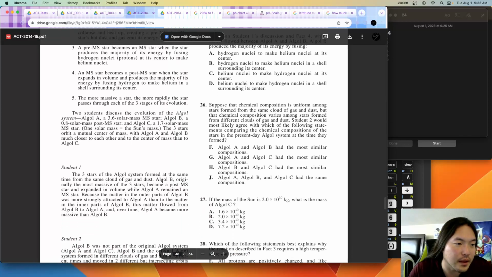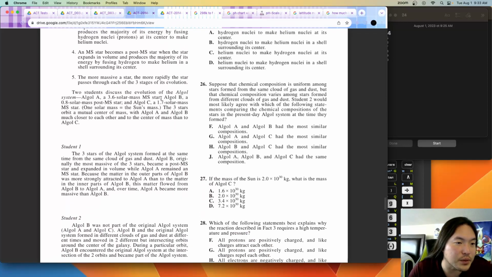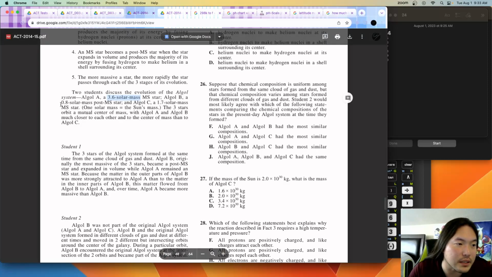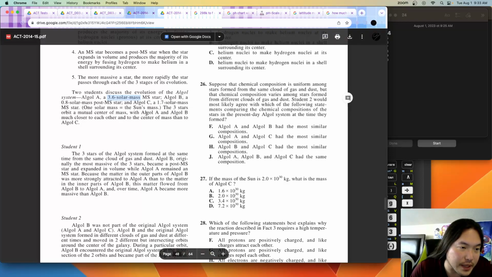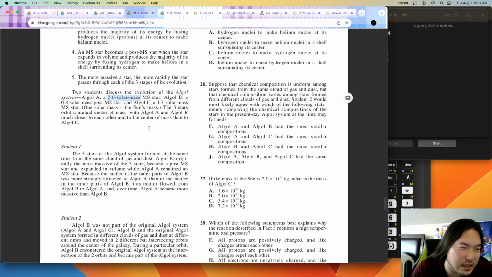It's fine. 2 students discussed the evolution of the Algol system. Algol A is a 3.6 solar mass MS star. That means it's 3.6 times as massive as the sun. Algol B is a 0.8 solar mass post-MS star. Algol C is a 1.7 solar mass MS star. 1 solar mass equals the sun's mass. They tell you that. Nice. The 3 stars orbit their mutual center of mass, with Algol A and Algol B much closer to each other and the center of mass than C.